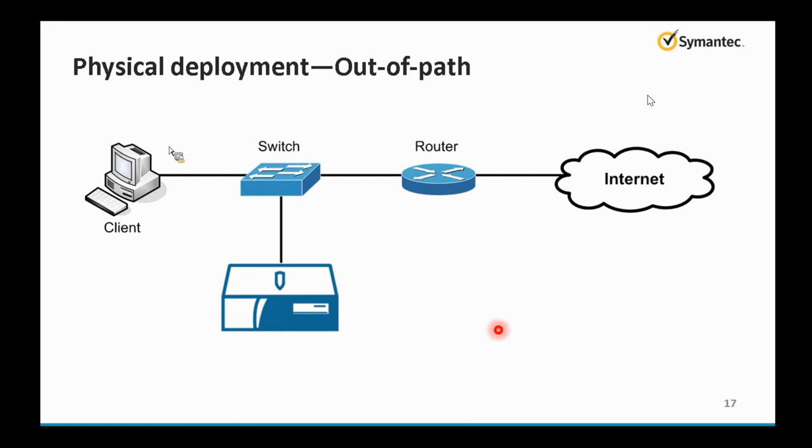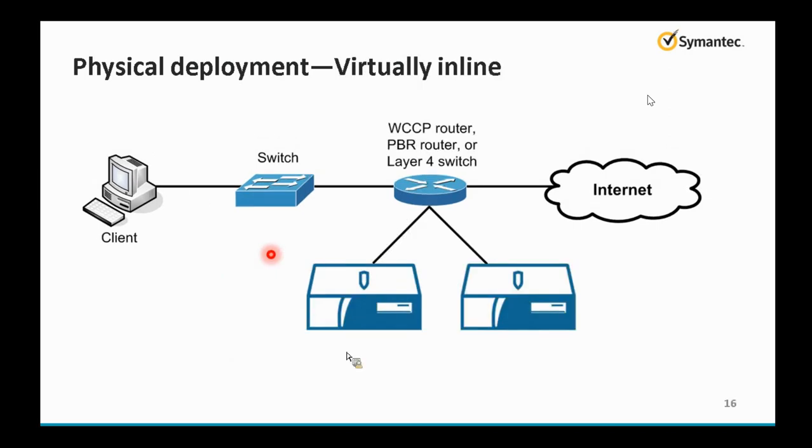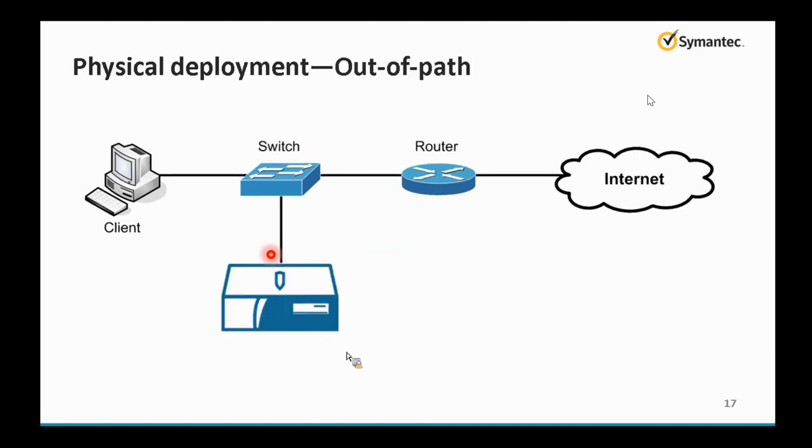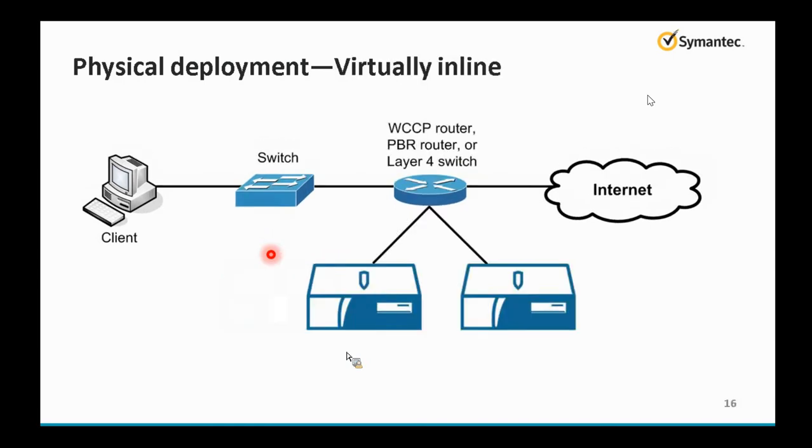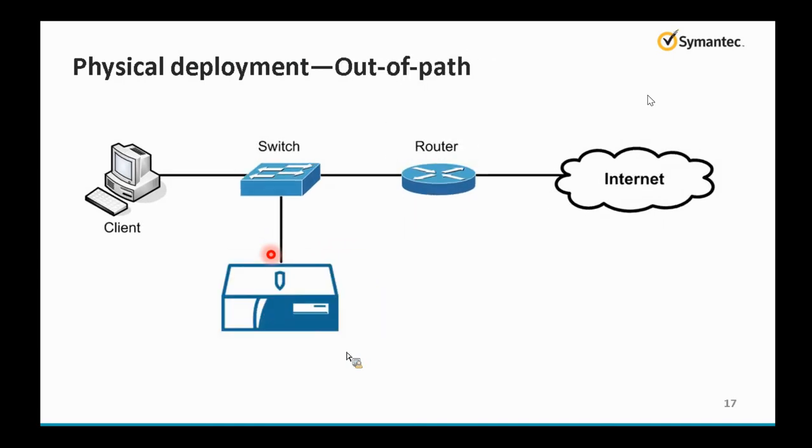So in most cases, if you're using explicit, you would want to consider out of path. If you want to use transparent, then you would want to consider virtually inline. Okay? So that is the physical deployment. So knowing earlier the TCP connection between explicit and transparent, however the proxy is configured, physically you know exactly what the TCP connection would look like based on what we have understood already earlier.